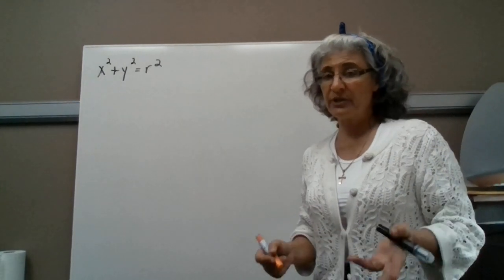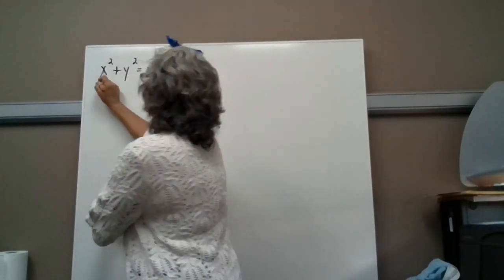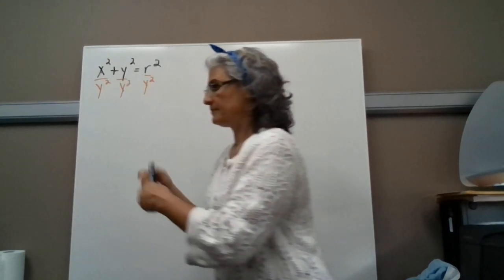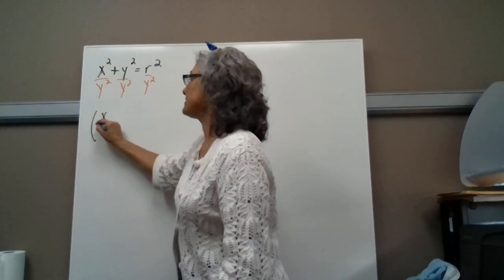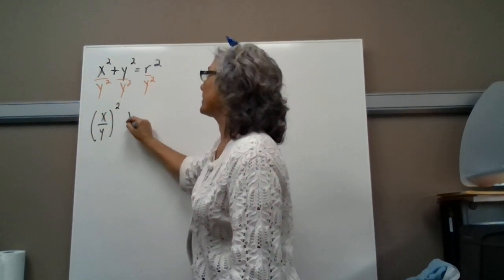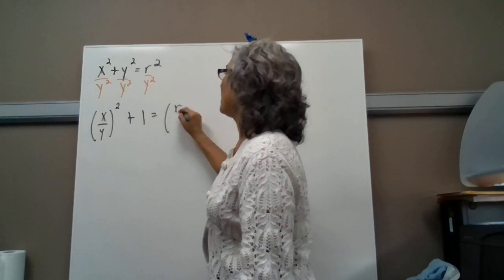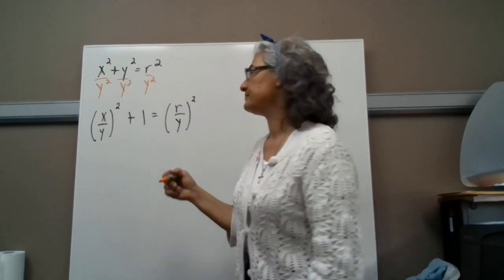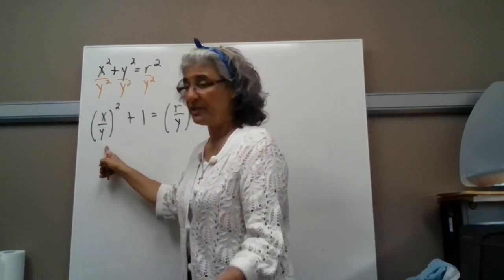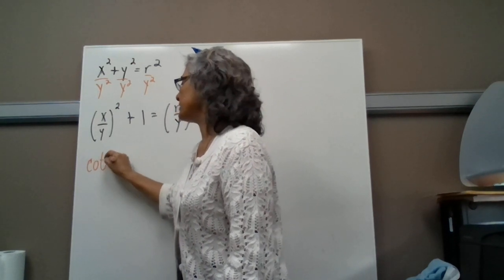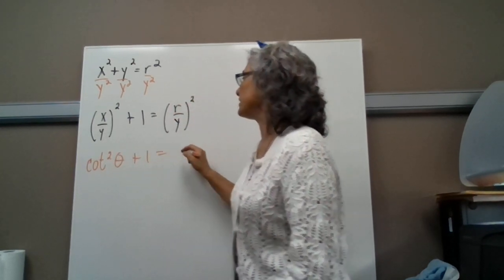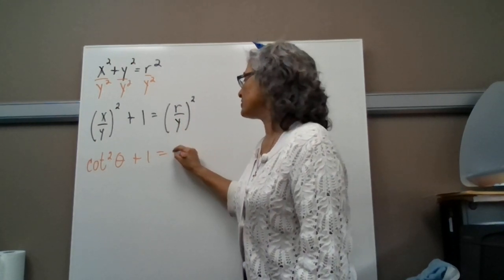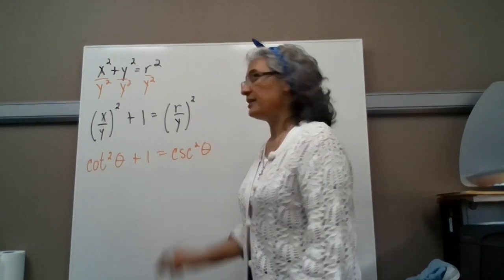Okay, I'm back. Did you figure out what we're going to divide by next? Cool. So let's divide everything by y squared. I am going to get x over y, whole thing squared, plus 1 equals r over y, the whole thing squared. Now, x over y, that's cotangent, isn't it? So I'm dealing with the cotangent squared of theta plus 1 equaling r over y. That's the reciprocal of sine, isn't it? Which means this is cosecant squared of theta.